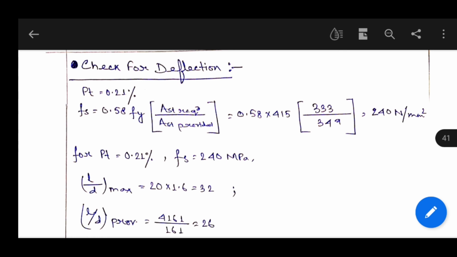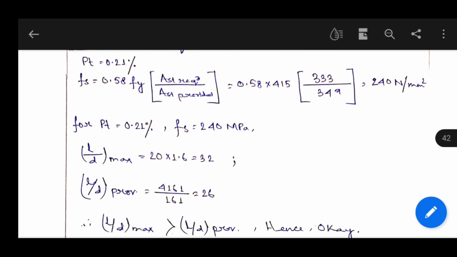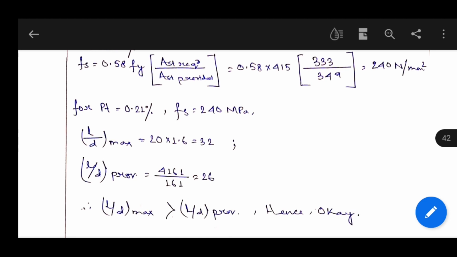For a simply supported beam, L/d max is equal to 20 into modification factor 1.6, that is equal to 32, and the length to depth ratio provided, L/d provided, is equal to 4161 by 161, that is equal to 26. So this value is lesser than the maximum value, hence it is okay.